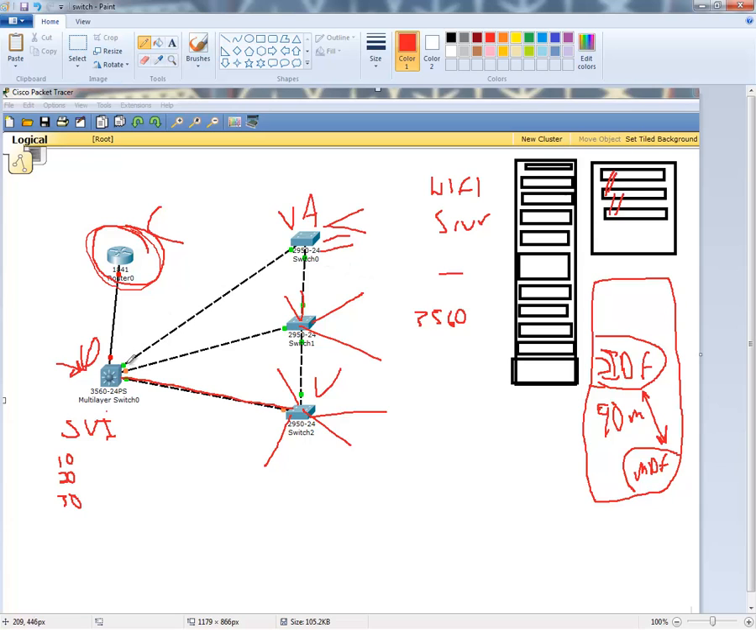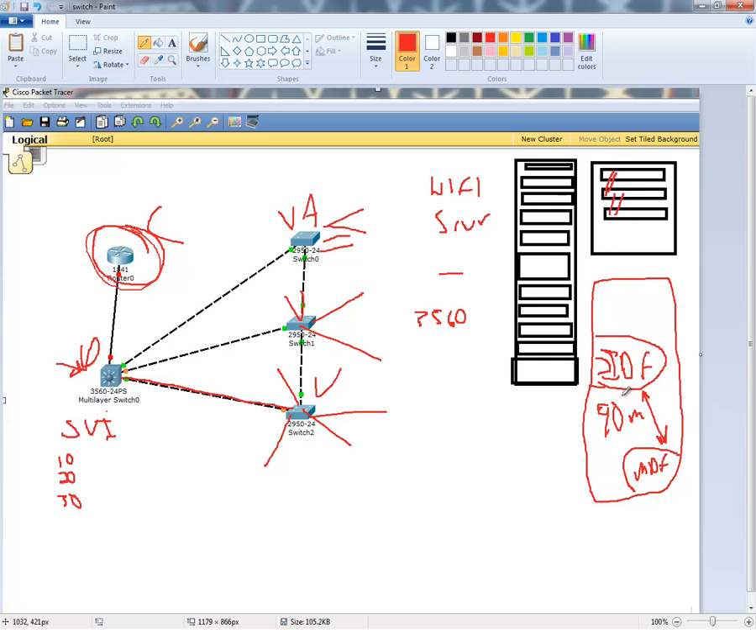But the concept right here is you could either do layer 3 switching or layer 2 switching. Layer 3 switching means you use a distribution layer switch to do your routing, and then you have a router set up so you can get off to the internet.